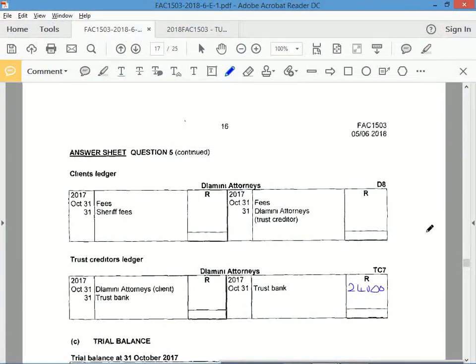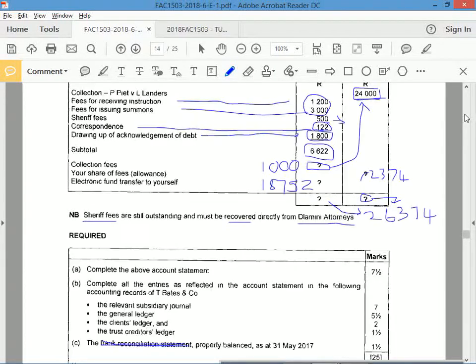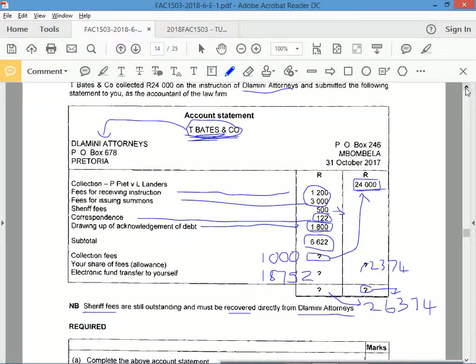Okay, we've recorded the first one. Let's go back up. Let's get the next one. Okay, the trust is going to have to pay for certain fees.